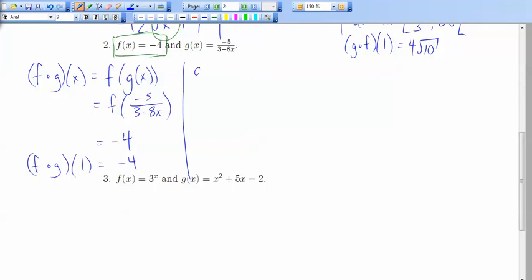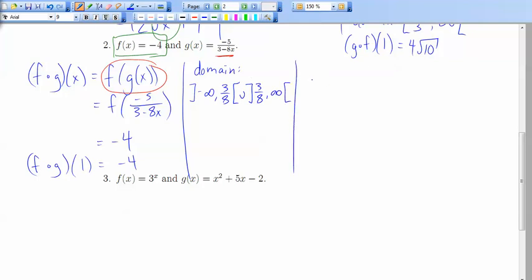Now the domain is a bit weird, because if we look at how f of g is defined, whatever our original x is, we need to be able to plug it in to g. And if we look at what g is, we see that an x value of 3/8 cannot go into g. So even though the output's always negative 4, the domain is all real numbers except 3/8. Very strange. Well, that's what it is.